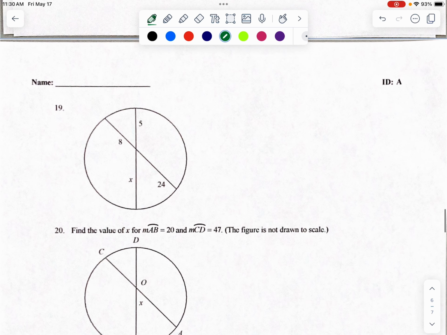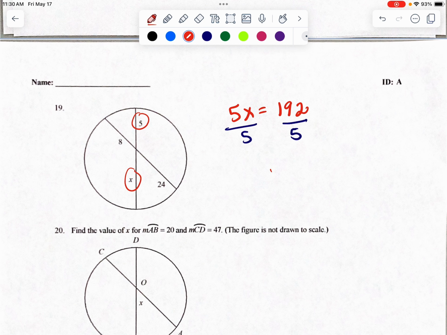Number 19, we're looking at the lengths of the chords here. Remember, the rule was that you multiply the length, so 5 and x, and then 24 times 8 is going to be 192. And then I would just divide both sides by 5. So x is going to be equal to 38.4. Remember, just using the two pieces. Make sure you're using the two pieces that go together. Don't just pick two numbers.